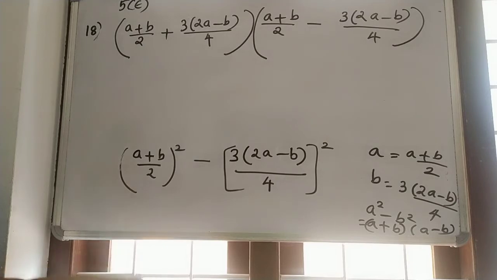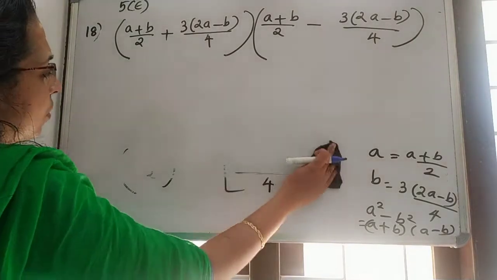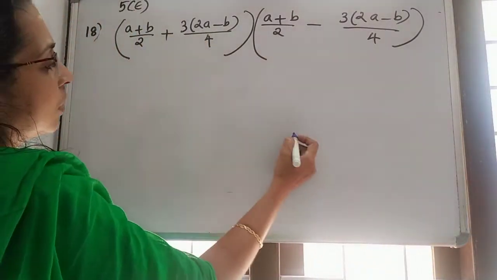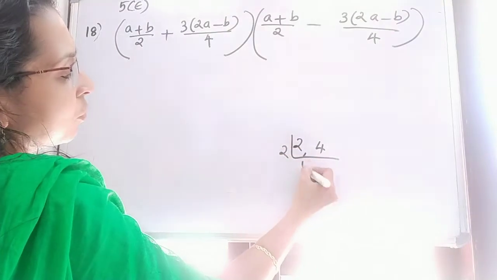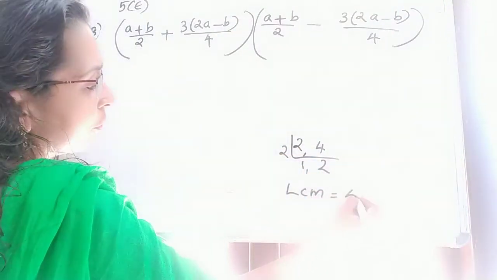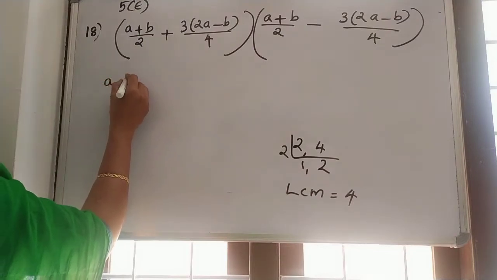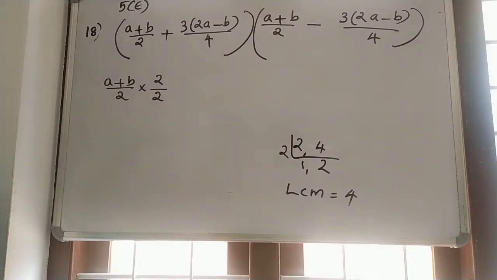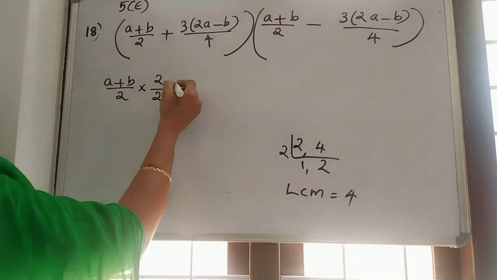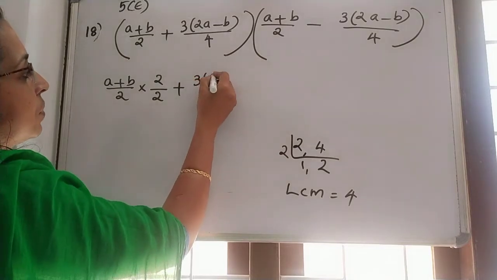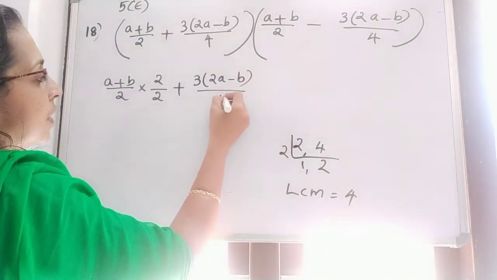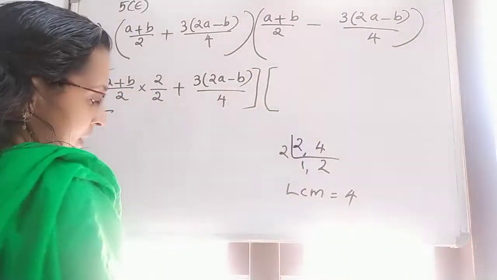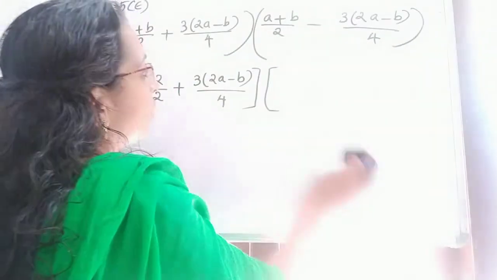LCM will be what? So here no need of Vedic math, I think so. Directly you can take the LCM. So LCM do in the working column. 2, 4. It will be the LCM 2, 1, here 2. So LCM is 4. So a plus b by 2 into 2, here also 2. Okay. Then plus 4 is the LCM. So 3 into 2a minus b by 4 itself. Then same way 2 and 4, here also LCM will be what? 4 itself.